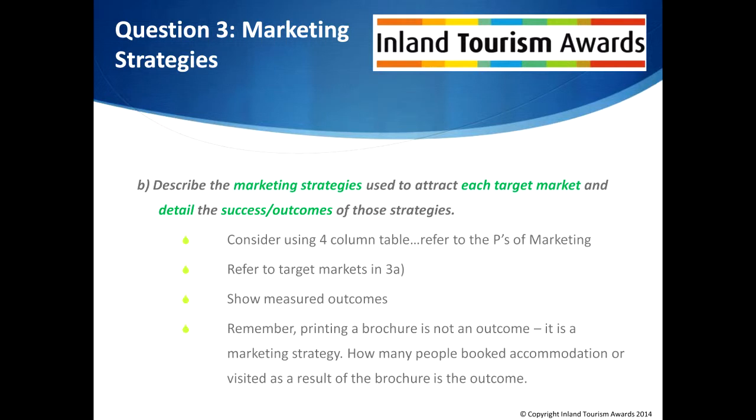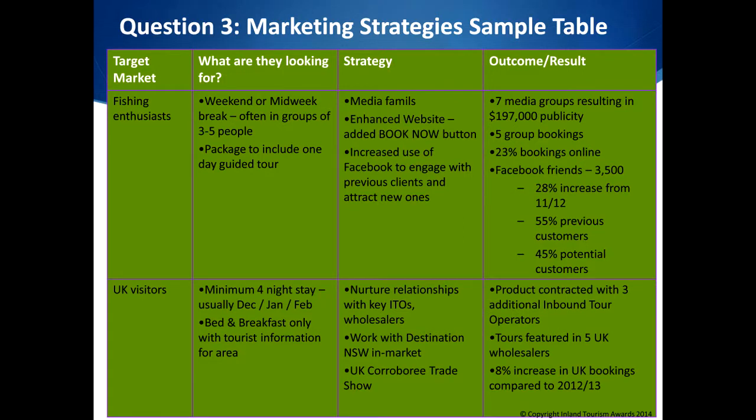Question 3, Part B, asks you to identify the marketing strategies you have used to attract each target market and the success or outcomes of each of those strategies. Now again, a table can be a really good way of visually presenting this information and making it simple for the judges to actually understand. It's very important that in answering this question, you do not introduce any new target markets that you didn't talk about in question 3A. You will see in the marketing strategies sample table there are 4 columns.